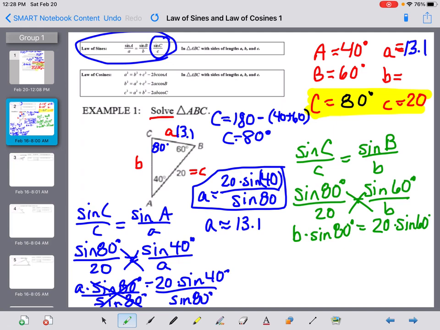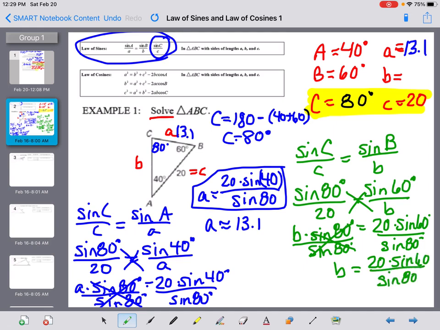Again, you could go to your calculator and get these decimals, but then you have to remember them and leave them in 4 decimal places. I just keep going until I get B by itself. Right now, B is being multiplied by sine of 80, so I divide by sine of 80. What I do to one side, I have to do to the other. It's so important to leave the sine on there because that symbolizes it's a decimal it's standing for. And I get B equals 20 times the sine of 60 divided by the sine of 80.